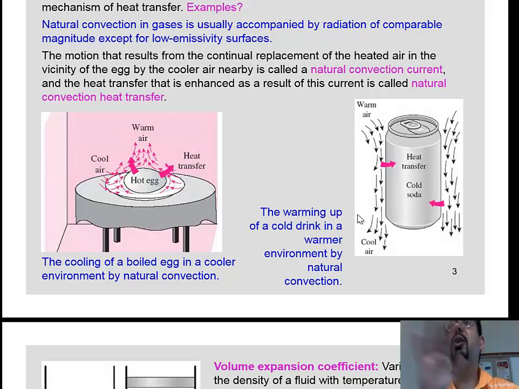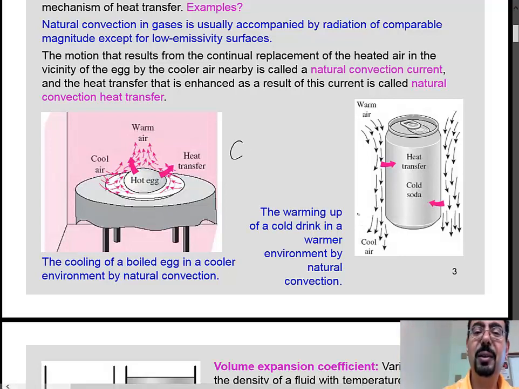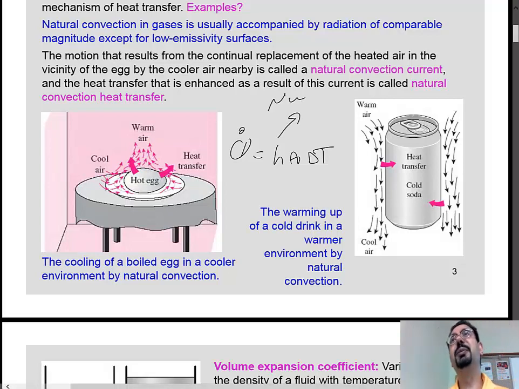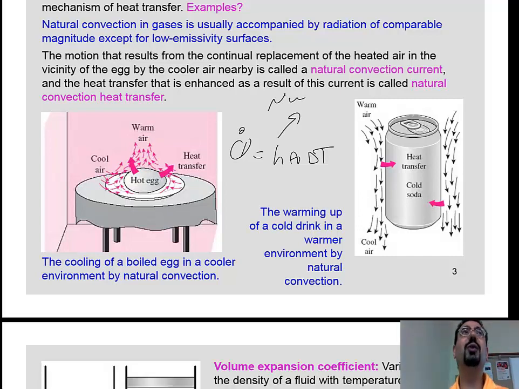So we are going to use exactly the same equation. We are going to use Q equal HA delta T, right? Where delta T is the difference between the fluid and the surface it's trying to heat or cool. And that H will come from a Nusselt number, of course. H will come as a function of the Nusselt number.